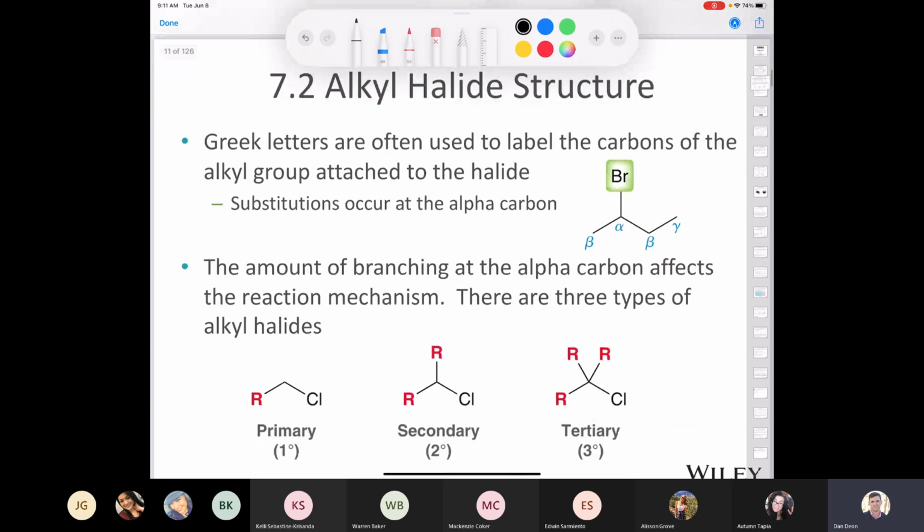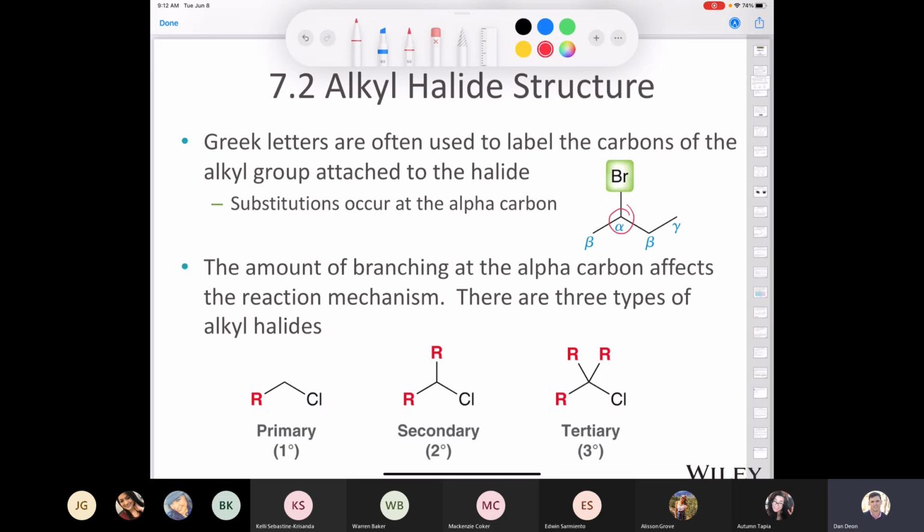All right, let's talk about the structure of an alkyl halide now, because that's going to be really important to us as we move forward in chapter 7. Greek letters are used all the time in organic chemistry. They're used in general chemistry too, aren't they? Greek letters are often used to label the carbons of the alkyl group attached to the halide. So whenever you have an alkyl halide, the carbon that is attached directly to the halogen is called the alpha carbon.